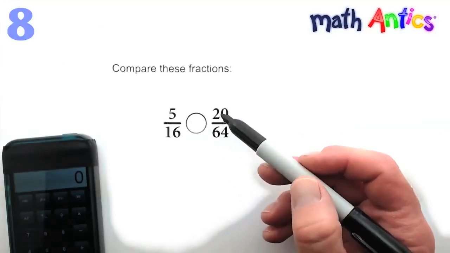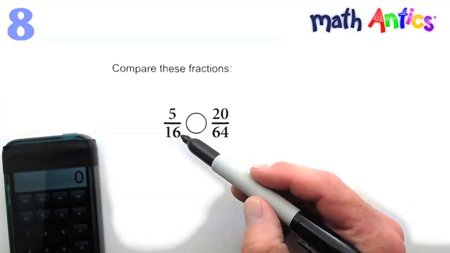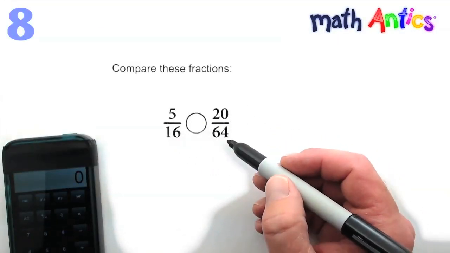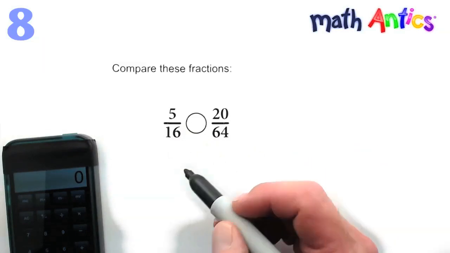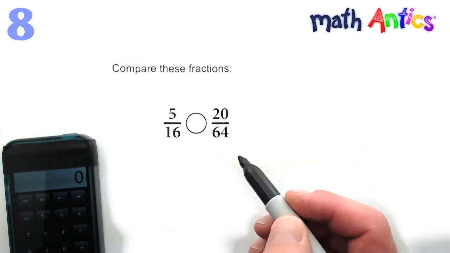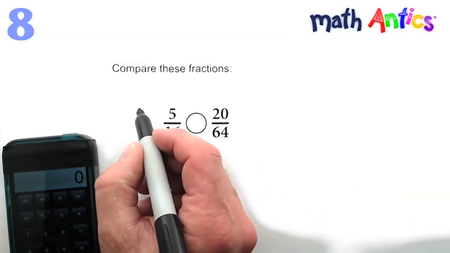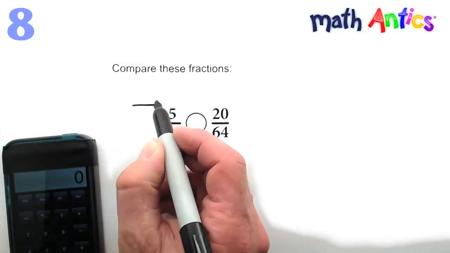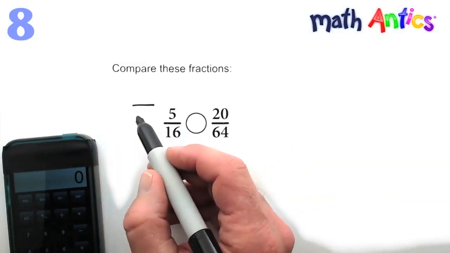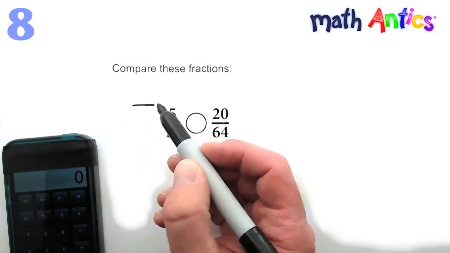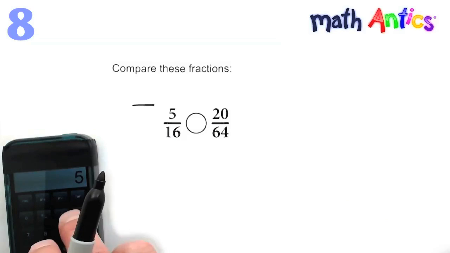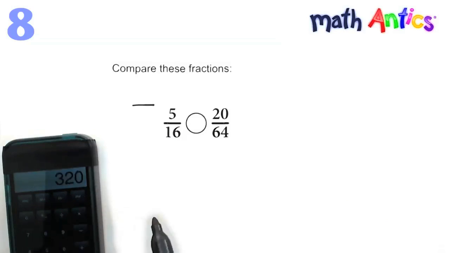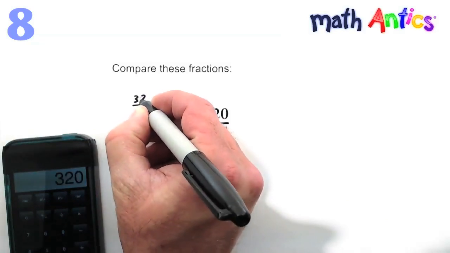In the next problem, we need to compare the fractions 5 over 16 and 20 over 64. And again, since these are big numbers that aren't on our multiplication table, we get to use our calculator for this one. But we're going to cross multiply just the same to get the number on this side. To get the top number on this side, we're going to cross multiply 5 times 64. 5 times 64 gives us 320.